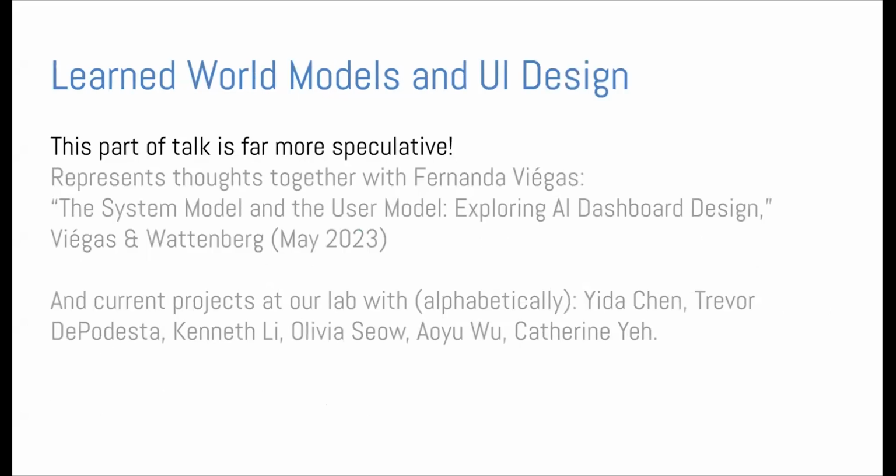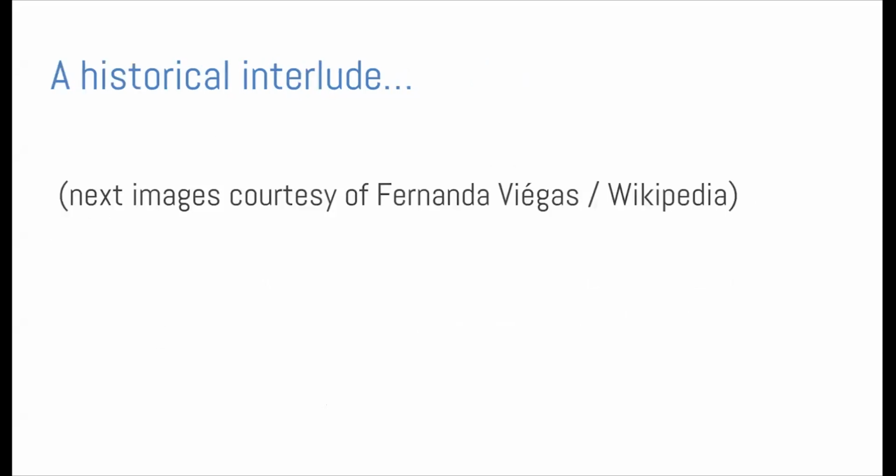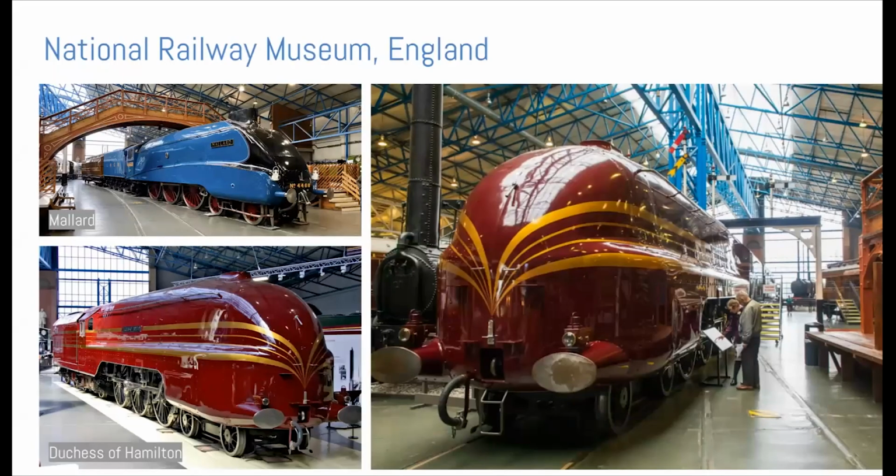Okay, so now I'm going to get to a somewhat more speculative part of the talk. And this is about what we can do with these models from a human AI interaction perspective. Okay, and I'm going to start with a little historical interlude. And I want to talk about trains. So these are some pictures that my longtime collaborator, Fernanda Viegas, took at the National Railway Museum in England.